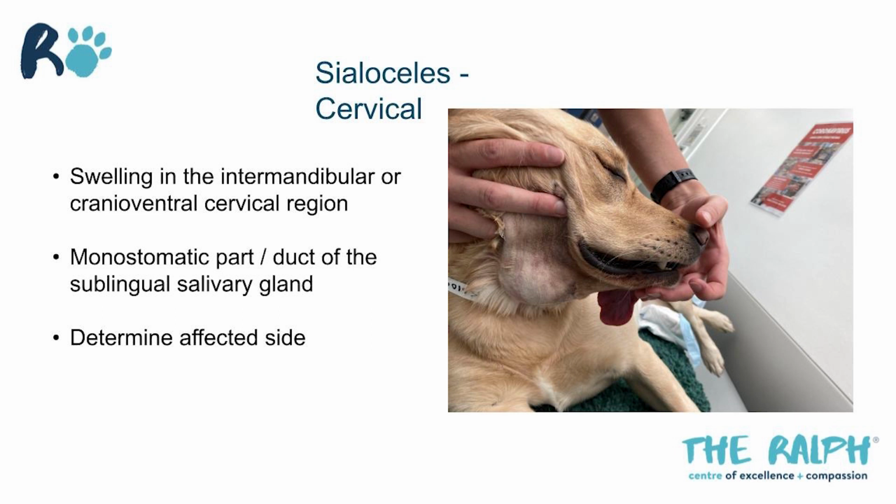Sometimes in these cases, depending on where the swelling is, how big it is, and where it's located, if it's very caudal and you have the patient standing, you may not be able to determine which side is affected. So in these cases, the patient should be assessed in dorsal recumbency under anesthesia, and then gravity will give you the answer. The swelling or the sialocele itself will shift towards the affected side.